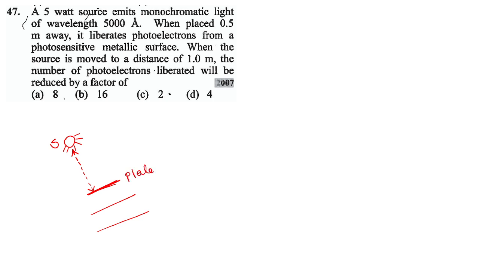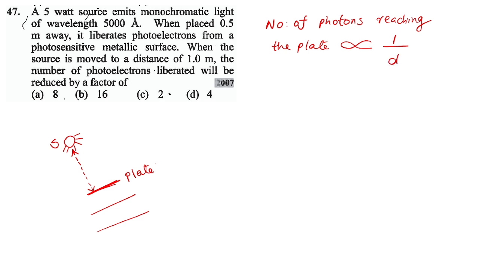Please understand one formula, a very simple thing, you better memorize that. The number of photons reaching the plate is directly proportional to 1 by d square. D is the distance between the source and the plate.